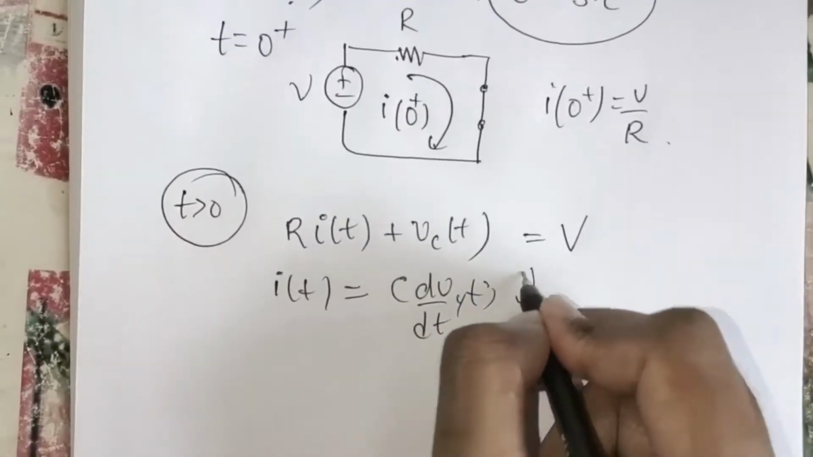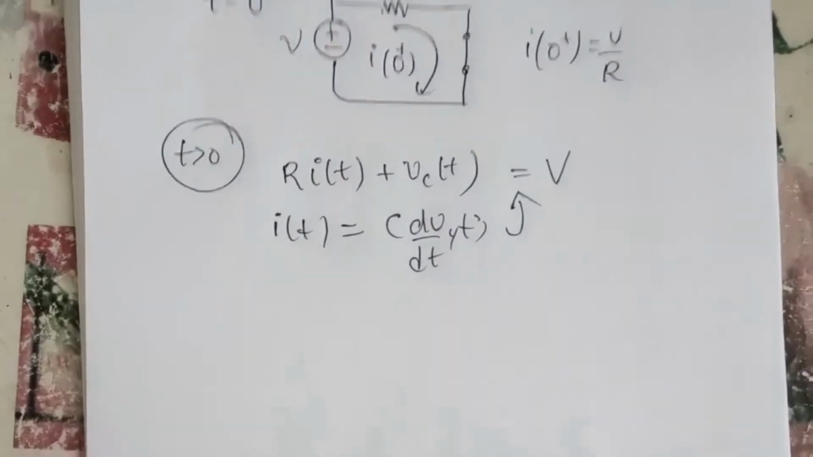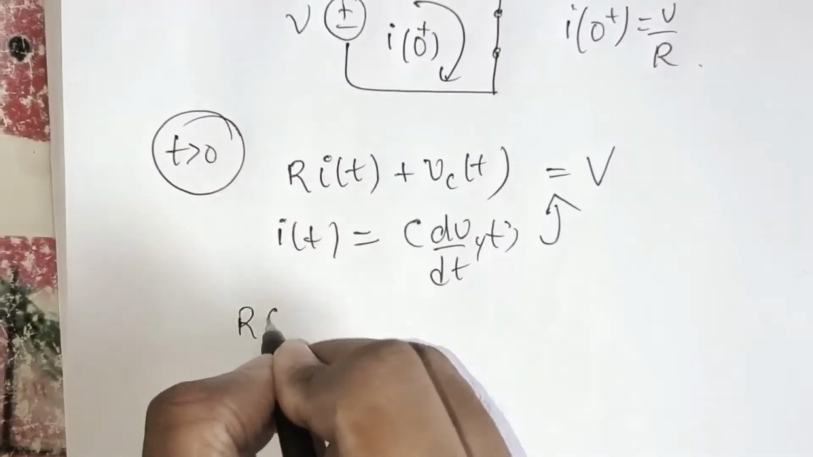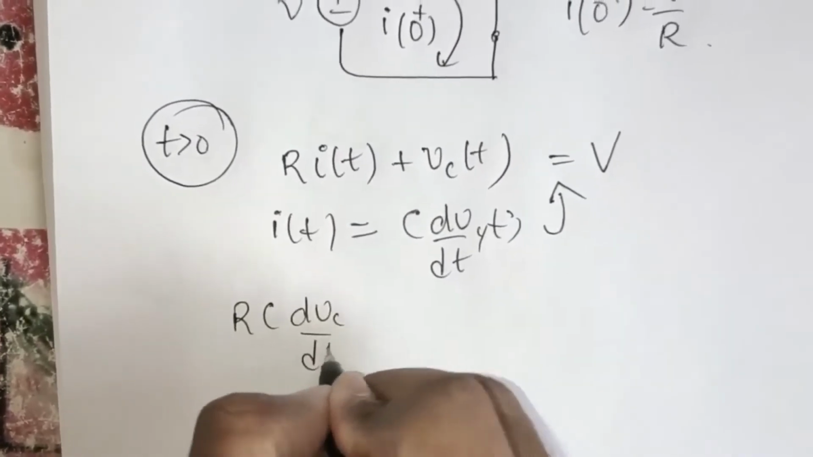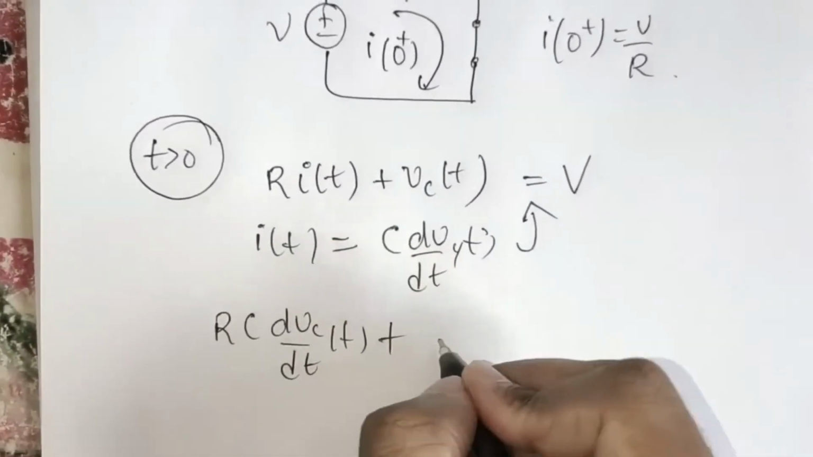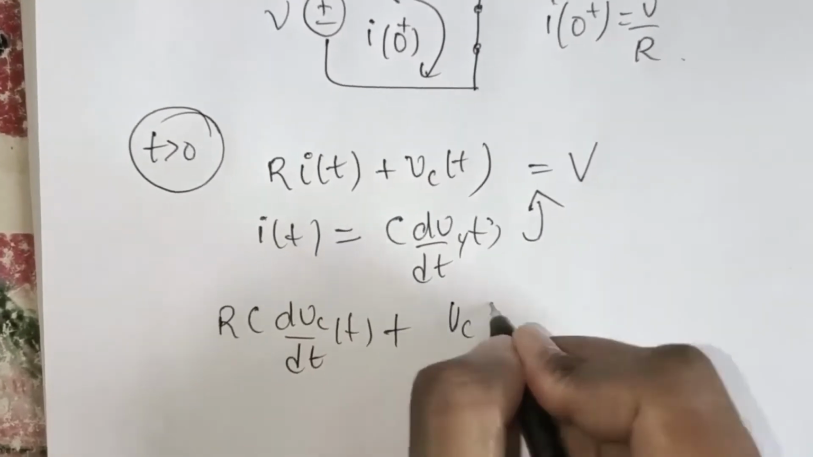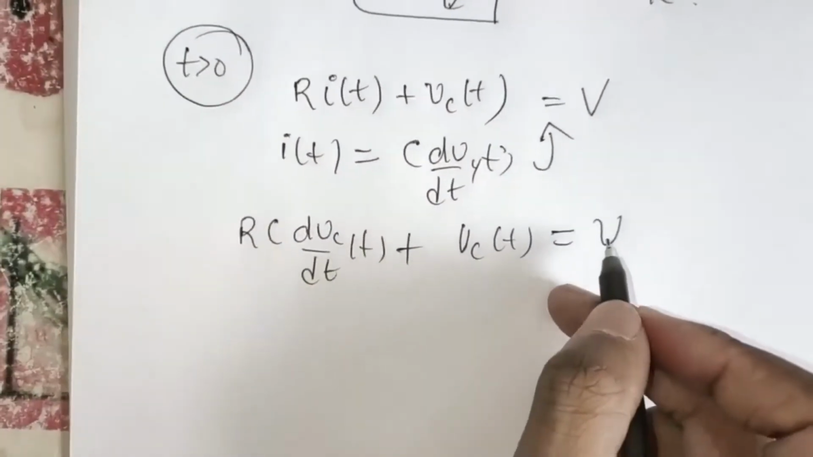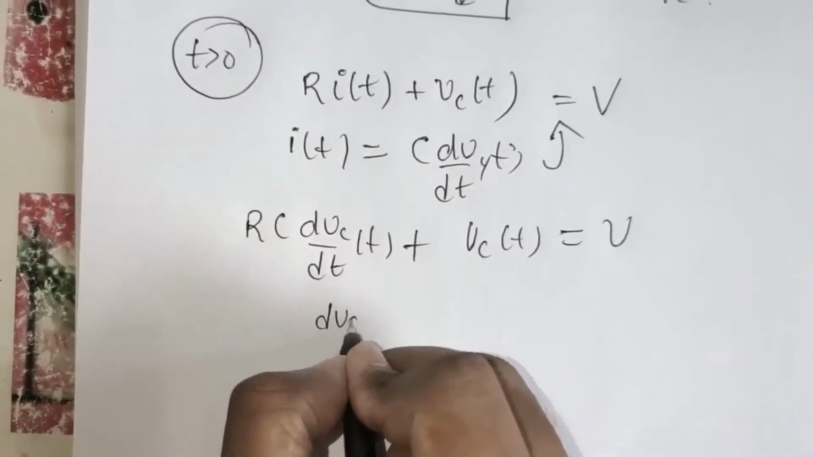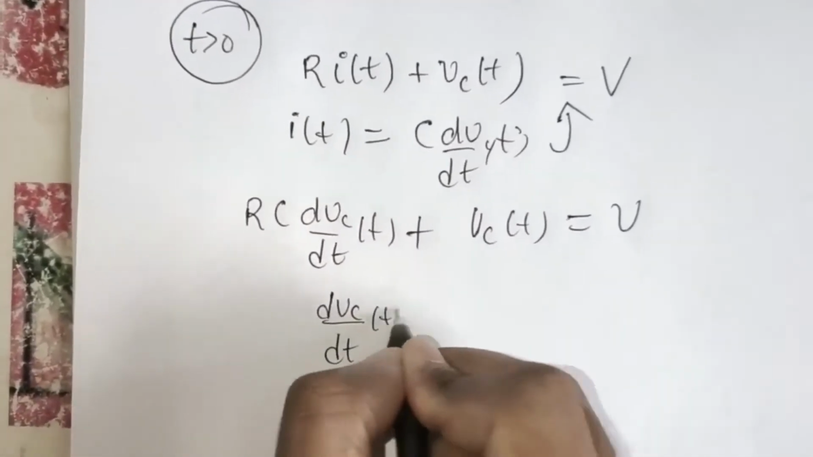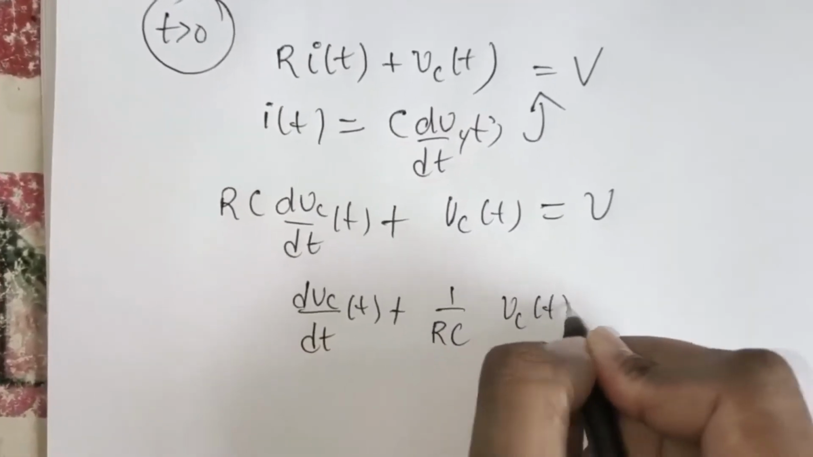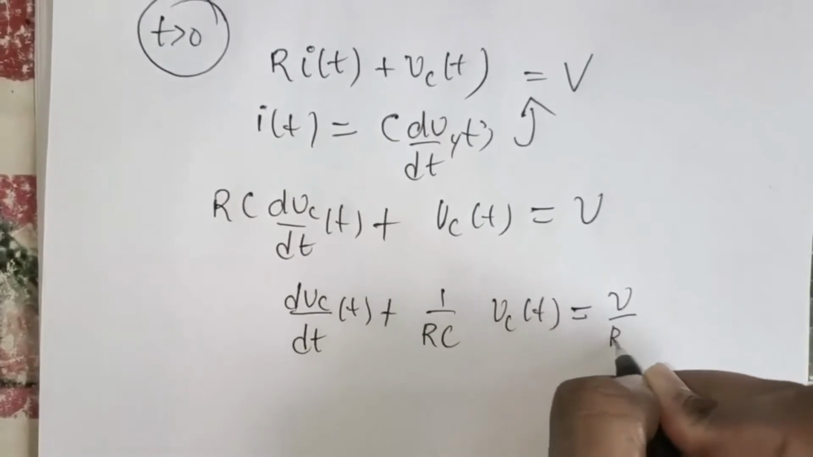So substituting in the above expression, I'll get R into C dVc by dt plus Vc of t is equal to V. So dividing by RC throughout, I'll get dVc by dt plus 1 by RC into Vc of t is equal to V by RC.